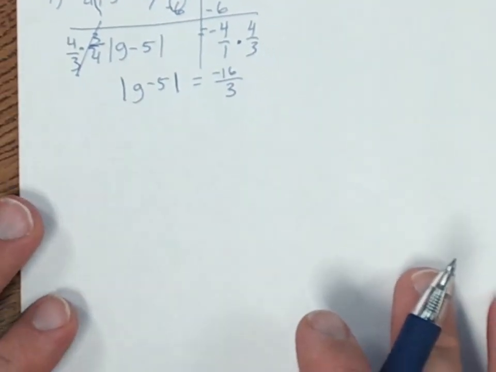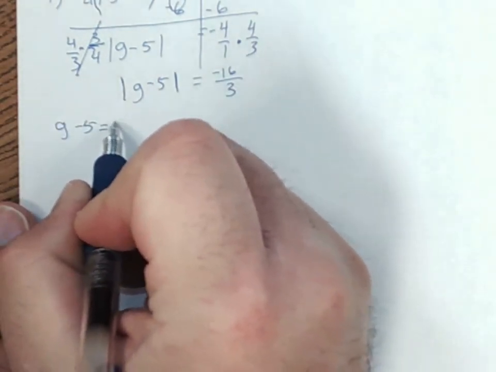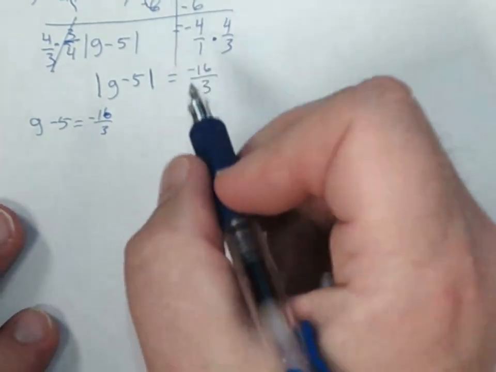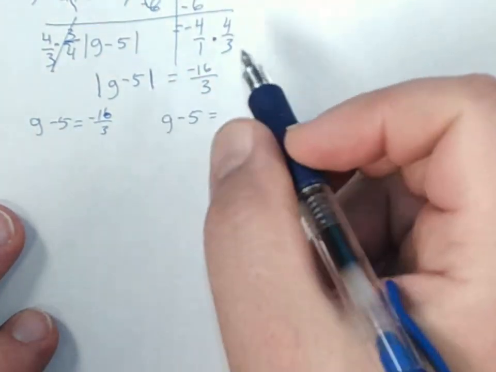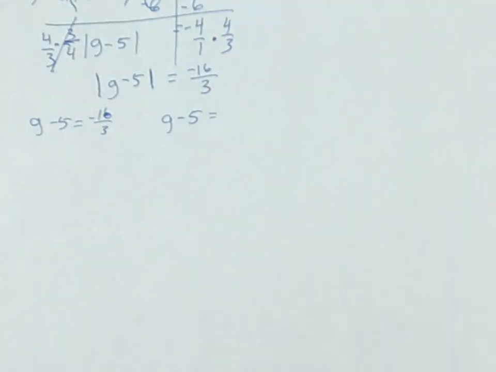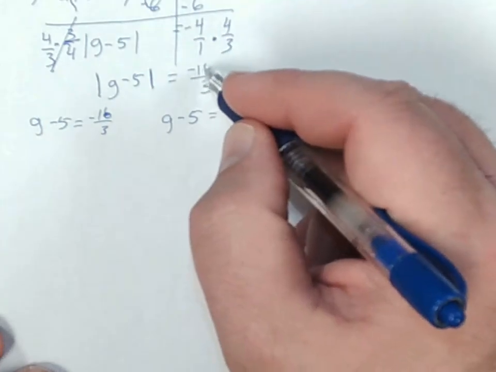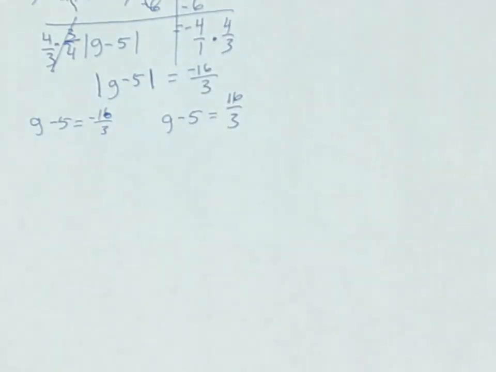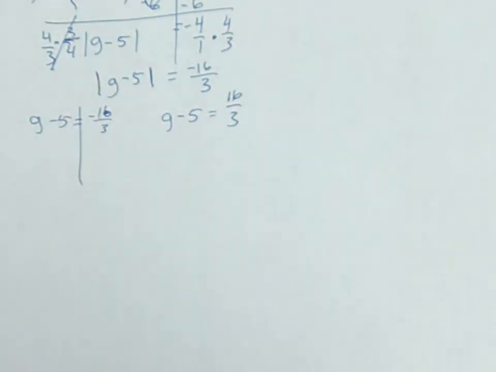So I'm going to set up the two different equations. Remember, one of them looks exactly like this. The only difference is we drop the absolute value bars. The second one will look just like this, but we are going to change all of the signs on one of the sides. And in this case, the right side that just has a single number is easiest to change. So I'll write positive 16 over 3 instead of negative 16 over 3. To solve these, I will do the same thing on both. So we've got g minus 5 equals negative 16/3.